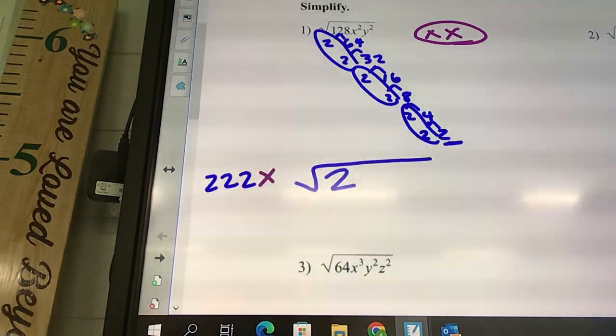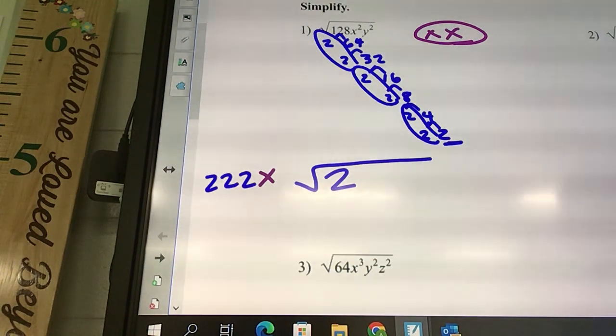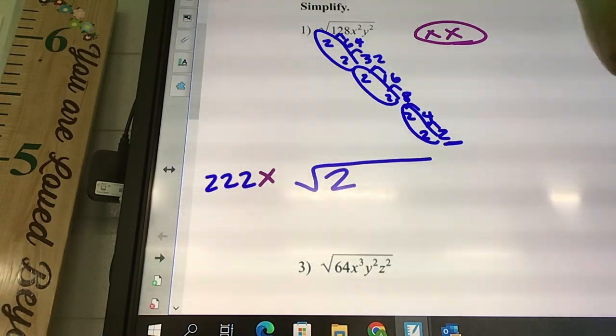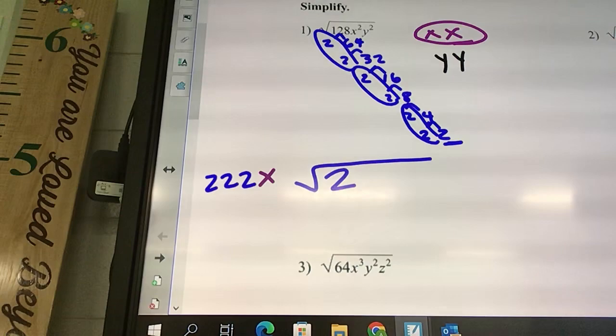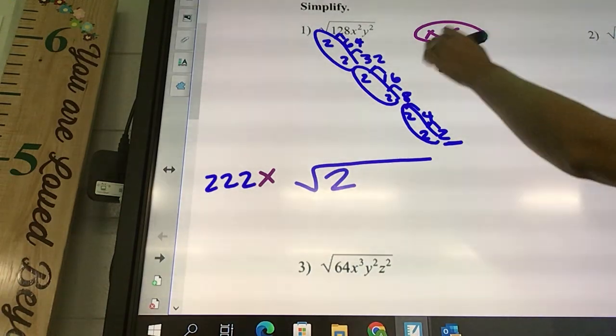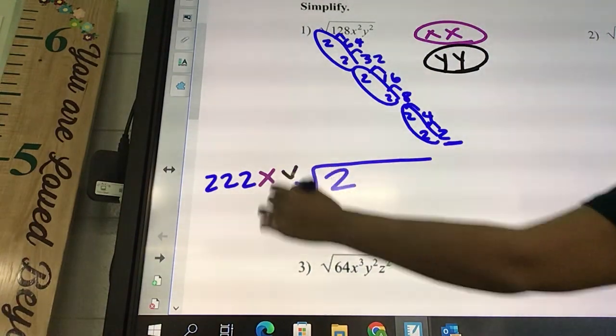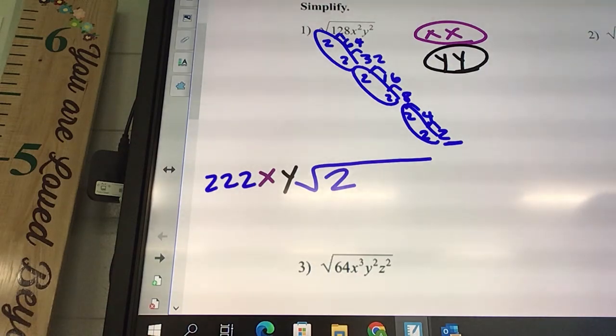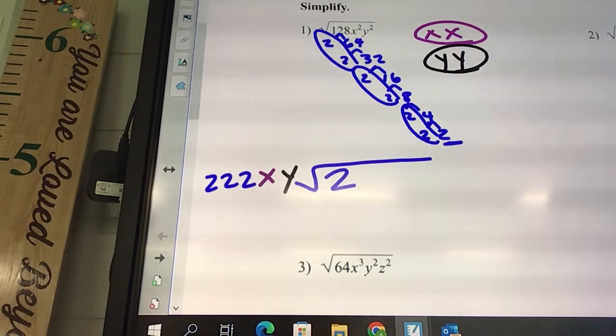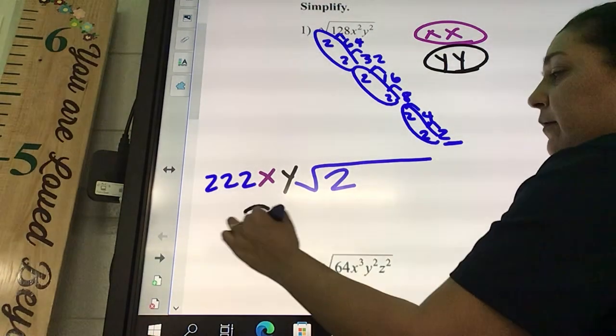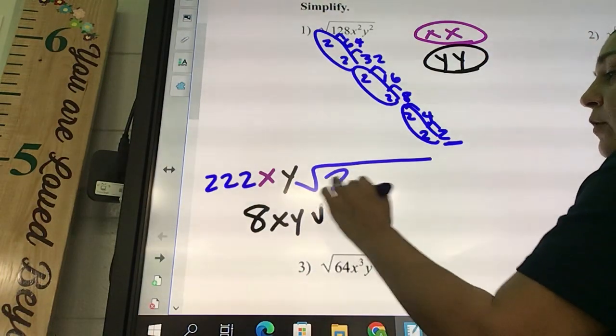Okay, do I have any left over? No, but if I did, where would they go? Back on the inside. Okay, the Y's, I got Y and Y because they gave me 2, and I can take that in a group of 2 as well. Okay, so what is 2 times 2 times 2? 8xy square root 2.